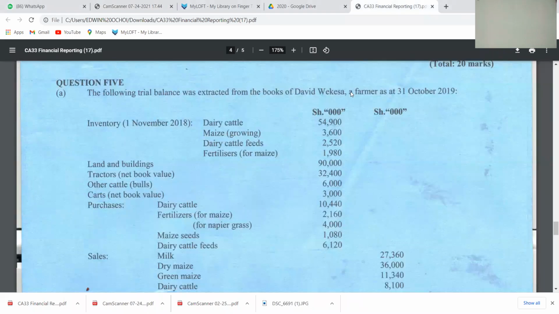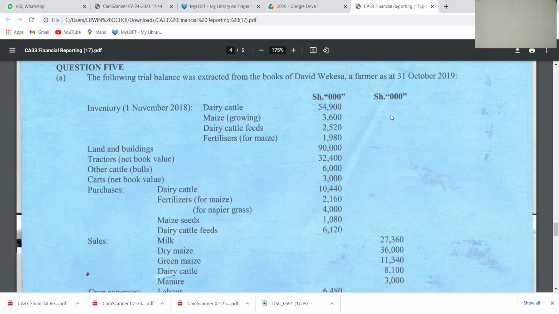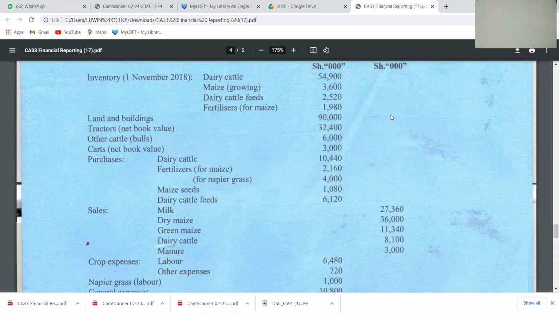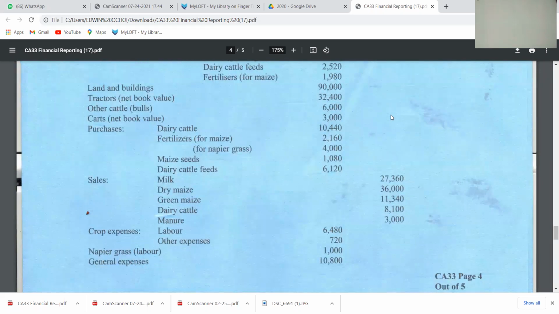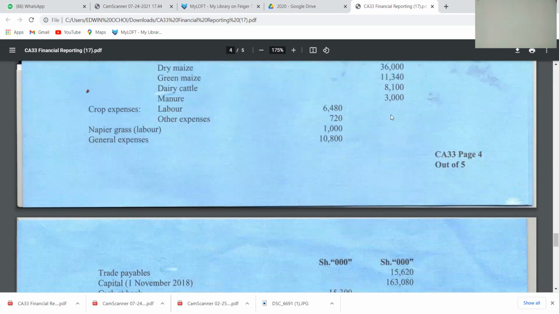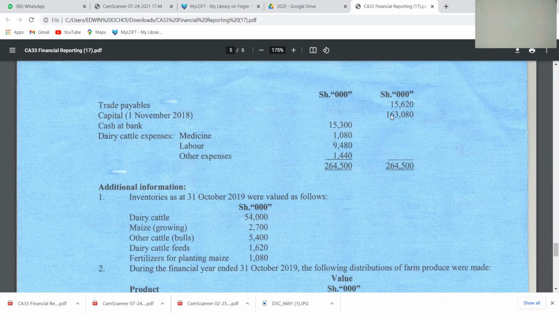So they are saying that the following trial balance was extracted from the books of David Wekesa, a farmer, as at 31st October 2019. So we have inventory for dairy cattle, maize, dairy cattle feeds, fertilizer. We have land and building, tractor, other cattle, that is bulls, at net book value, purchases, dairy cattle, fertilizer for maize, for Napier grass, maize seeds, dairy cattle feeds, sales for milk, green maize, dairy cattle manure, crop expenses. So we have Napier grass, rubber, general expenses, trade payables, capital, cash at bank, dairy cattle expenses, so medicine, labor, and other expense.